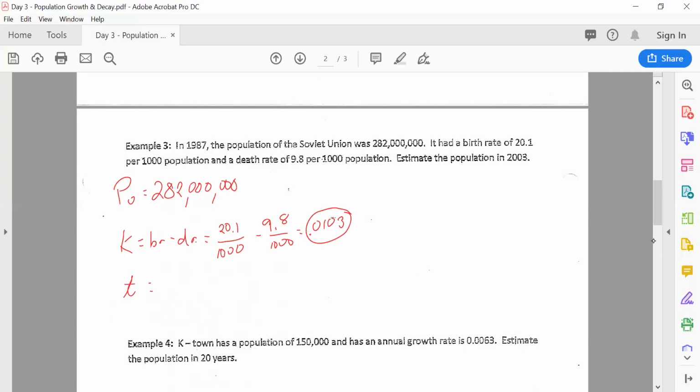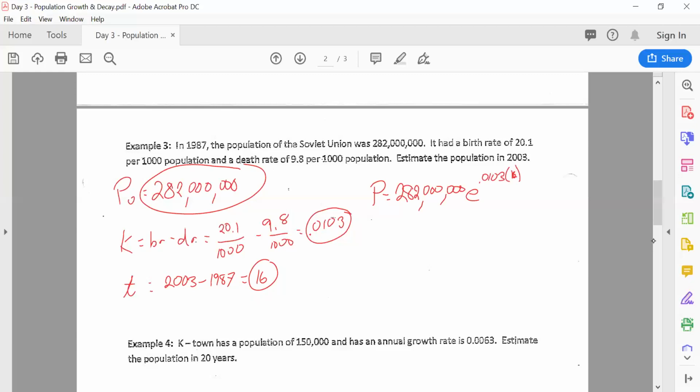Then T, estimate the population in 2003. Okay. How many years between 2003 and 1987? That's 16 years. Okay, got all the pieces we need. So the ending population is going to be the 282 million people, E to the power of 0.0103 times 16.